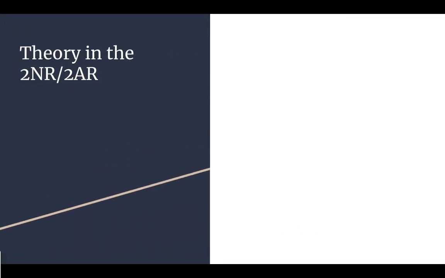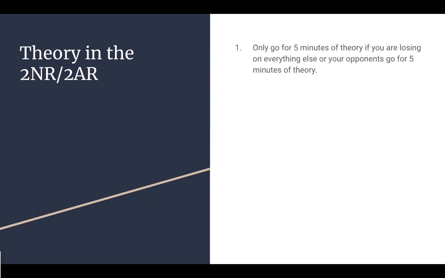So now let's talk about how we debate theory in the 2NR and 2AR, because if one or both teams decides they want to go for a theory argument, there's a special way to do it. And you're going to see there's a lot of parallels to how we go for topicality in the 2NR. So first, if you're going to go for theory, whether you're the affirmative or whether you're the negative, only go for it if you're losing on everything else and your opponents also win for 5 minutes of theory.